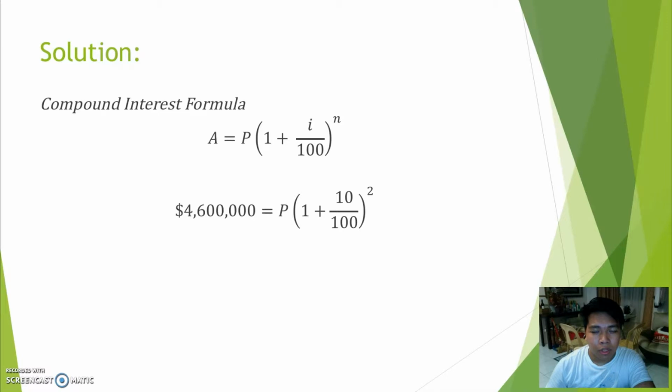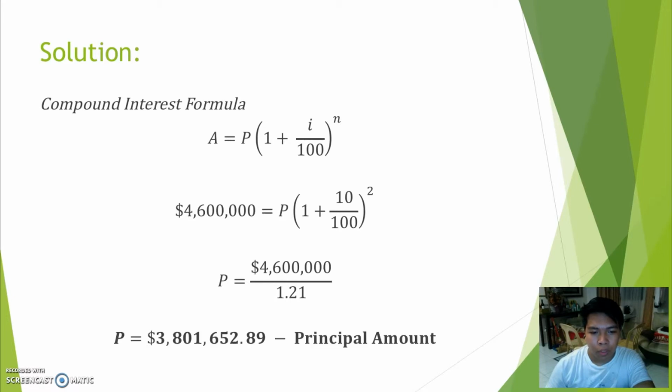Plugging in the values that we were given, we get $4,600,000 equals P times 1 plus 10 over 100 squared. Since P is the unknown variable, we put it on the left-hand side of the equation, and we get $4,600,000 divided by 1.21, which was taken from 1 plus 10 over 100 squared. By dividing $4,600,000, we get the principal amount, which is $801,652.89.